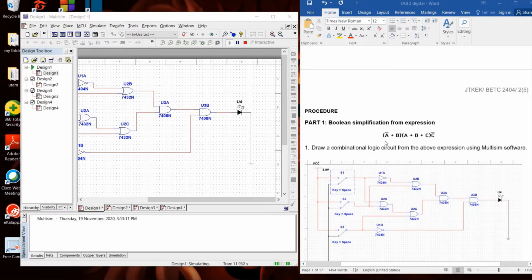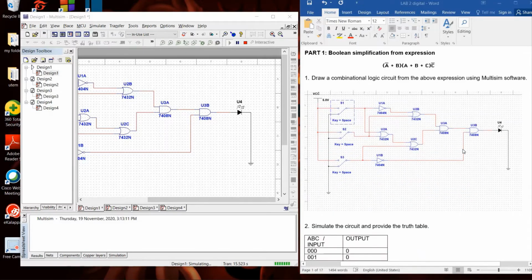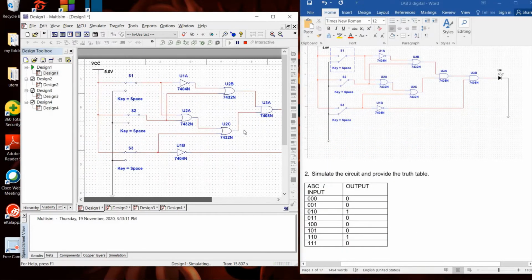As a first step, they already gave me an expression and asked me to draw a combinational logic circuit. The combinational logic circuit starts with A bar. A bar is the output of a NOT gate, and A bar plus B is an OR gate. So you can see it starts with a NOT gate, then an OR gate, and a NOT gate. Then, taking from the expression, you should end with an AND gate, which is the product A B.